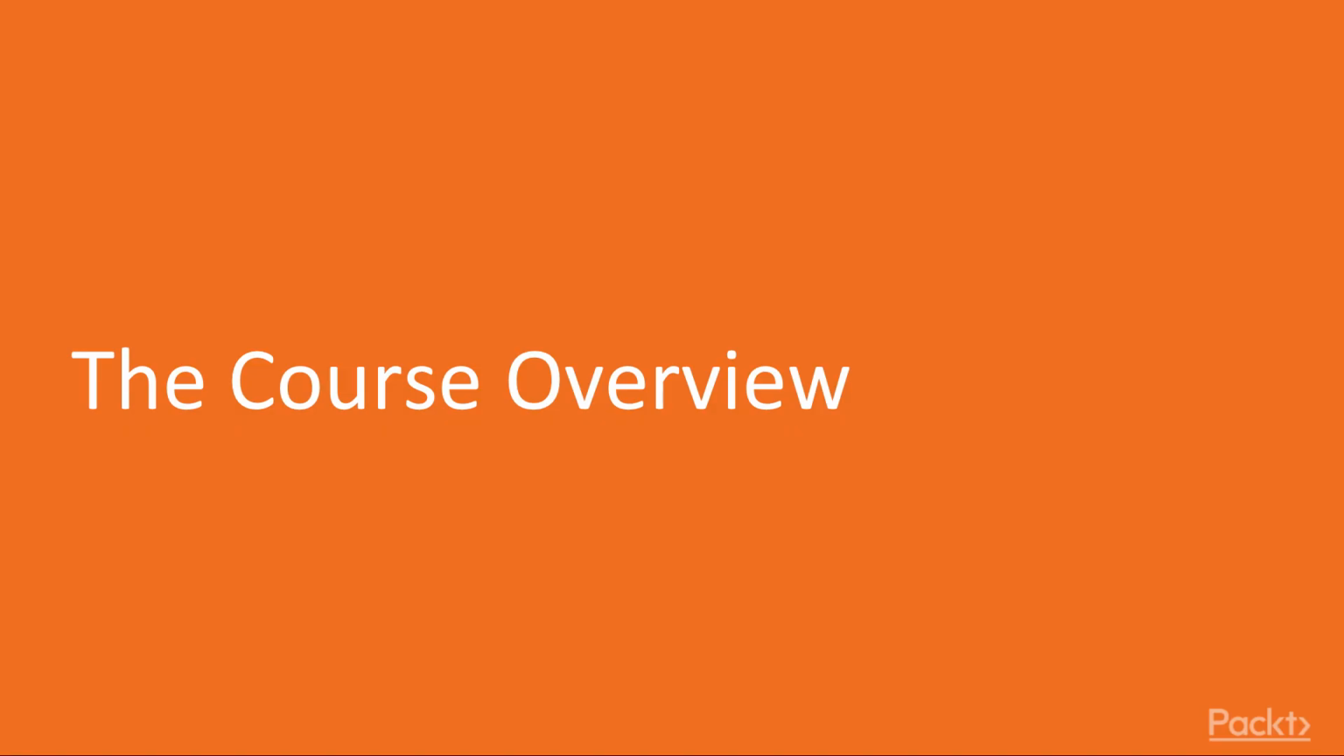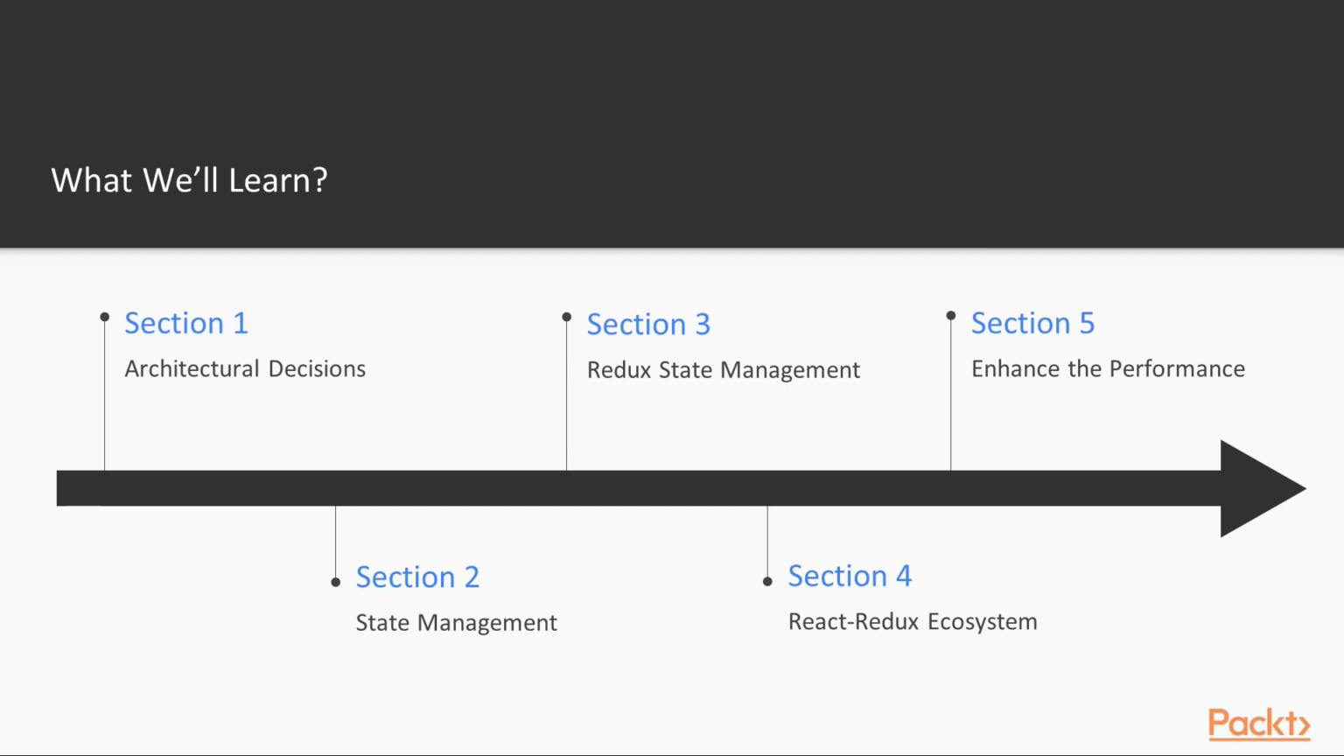Let's go through the course overview. This course is made of 9 sections. In the first 3, we'll focus on the fundamentals of state management and architectural design. The first section will cover the decisions you might need to make when building a large-scale app. Then, in the 2 following sections, we'll focus on the Flux architecture and the changes that the Redux flavor brings.